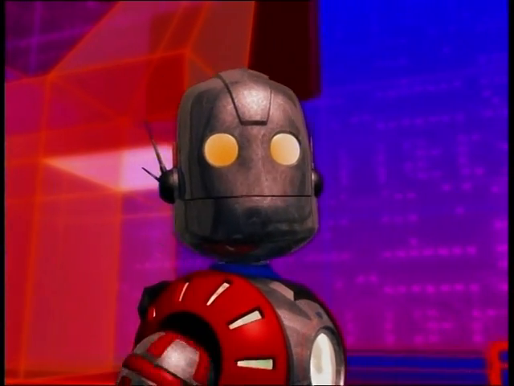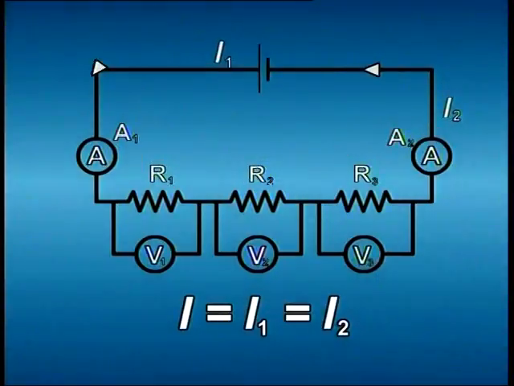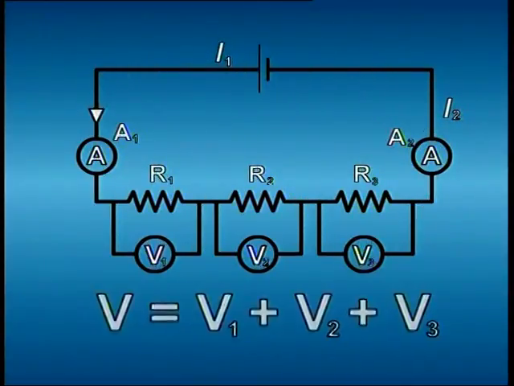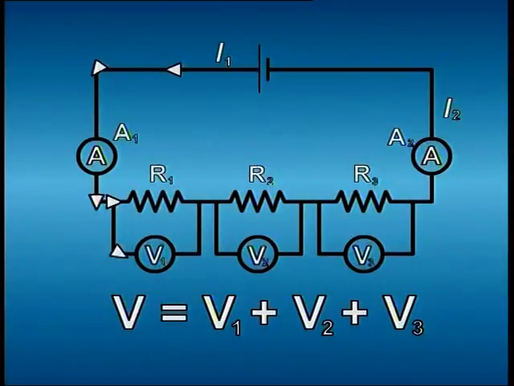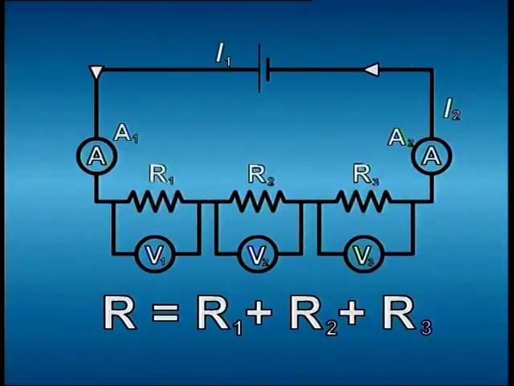Let's look at what we have learned today. The current at every point in a series circuit is the same. The sum of the potential difference in a series circuit is equal to the potential difference across the whole circuit. Each resistor will reduce the current flow, and its resistance adds to the total resistance of the entire circuit.